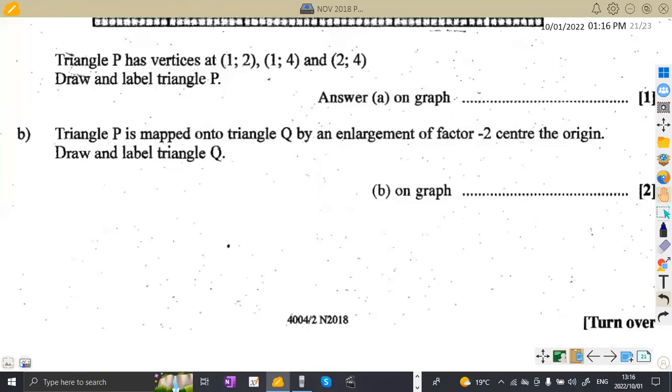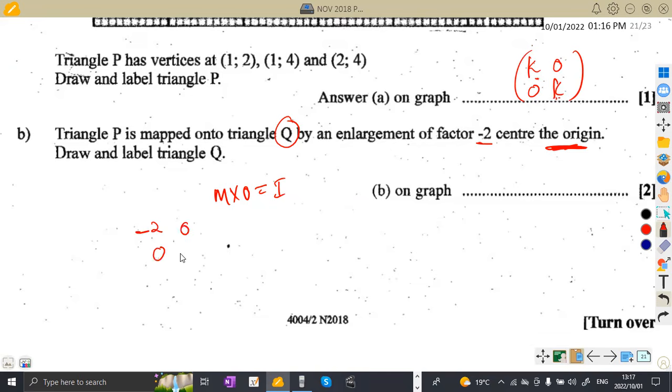On this part, we are now given that triangle P that we have just talked about. It was mapped onto Q by enlargement of scale factor -2, center about the origin. So guys, I told you whenever you're given this, it's easier for you to use the matrices. Why? Matrix times object gives you the image. What is the matrix for enlargement? We know that it's K, 0, 0, K, like this, where K is the scale factor, which is -2. So we are going to have our matrix as -2, 0, 0, -2, like this, times the object. This is your object, which is a triangle P.